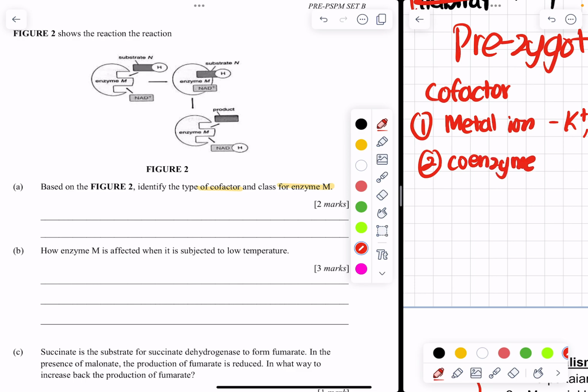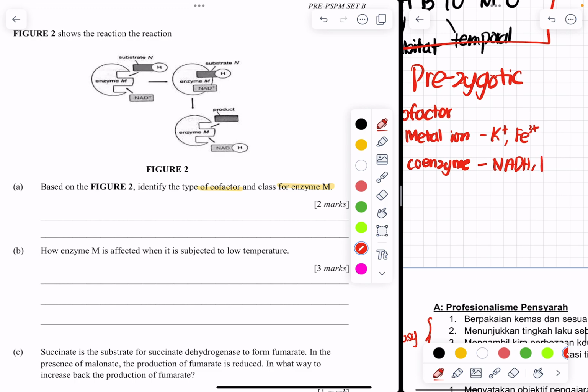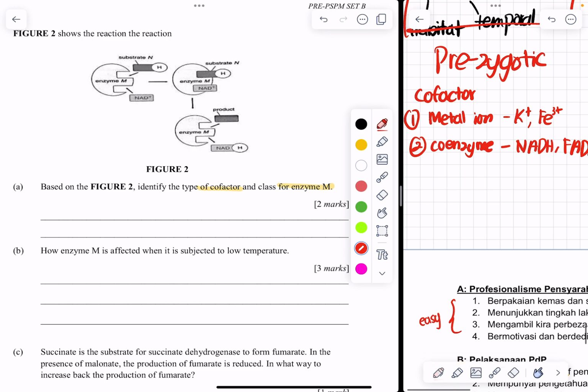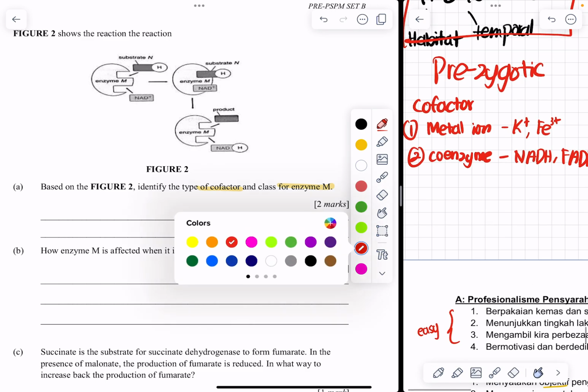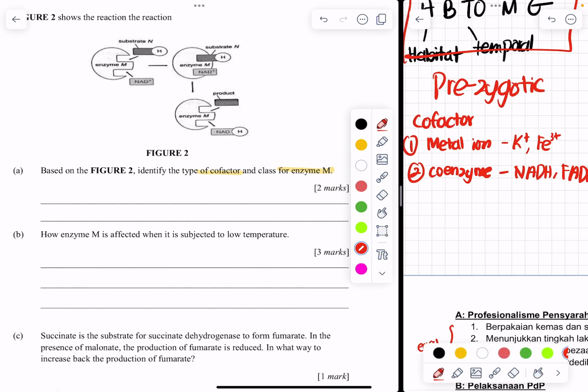coenzyme. What are the examples of coenzyme? NADH, FADH2, the ones that we have learned in chapter 5, cellular respiration. So these 2 are coenzymes. And number 3, what is number 3? Prosthetic group. The third one is prosthetic group. Prosthetic group, heme group, or iron sulfur.